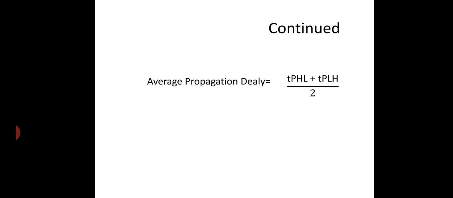Let's take an example. If any TTL IC has TPHL as 9 nanoseconds and TPLH as 13 nanoseconds, then we can say the average propagation delay for that particular TTL IC is 11 nanoseconds. Also, we can say speed of operation is specified in terms of propagation delay. That is, if the propagation delay is less, then the speed of operation will be more.